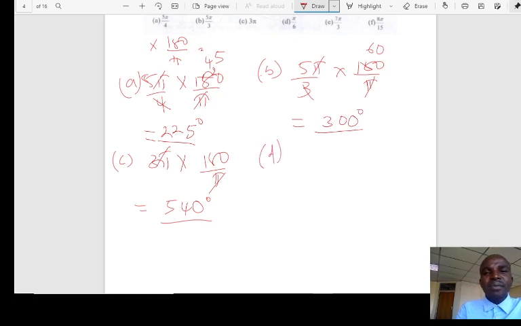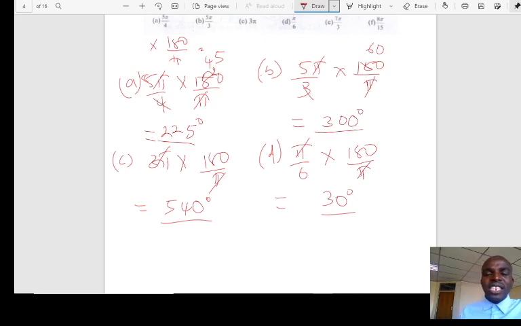Then D, pi over 6. You multiply by 180 over pi. Then pi will cancel out. It will be 6 into 180. It's actually 30 degrees. Like this.